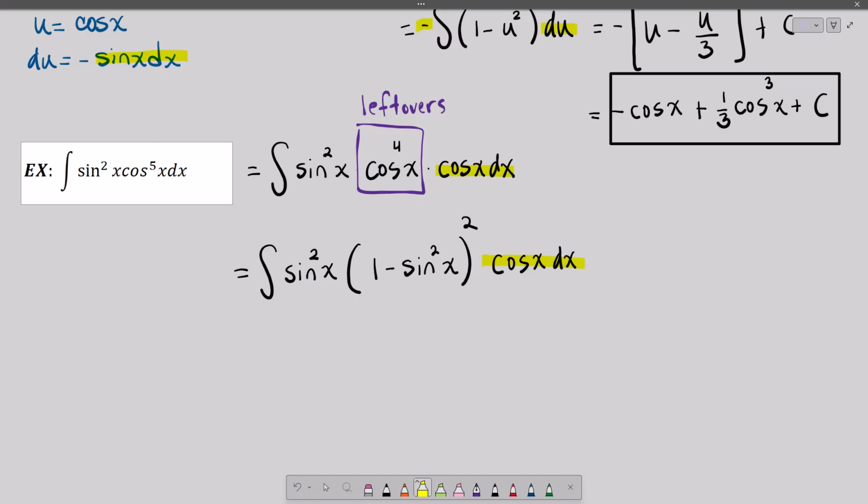Okay? Now we go with u. U is going to be which function? Sine. Its derivative is in the yellow. Whatever we pulled off is going to be the derivative of what we let u equal. So we're going to let u be sine of x, and then du will be cosine of x dx.